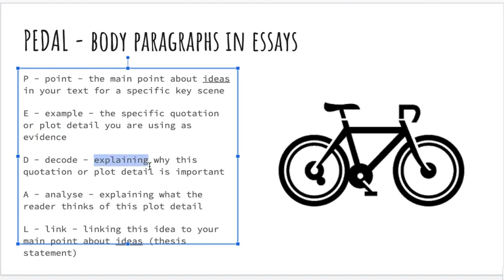That's explaining the story or the plot detail because your reader may or may not know the story that you're writing about. A stands for analysis, which is where we start to write about what the reader thinks and the reader's response to the text that we're analyzing. And finally, with L, we are linking the idea to your thesis statement and linking back to the main point we made about our opinion.